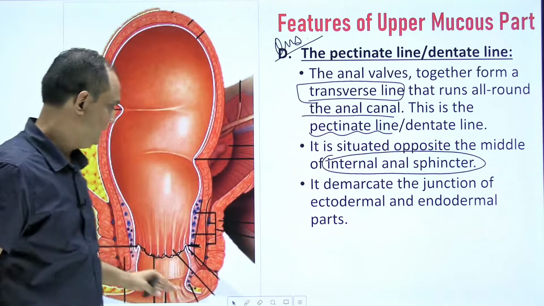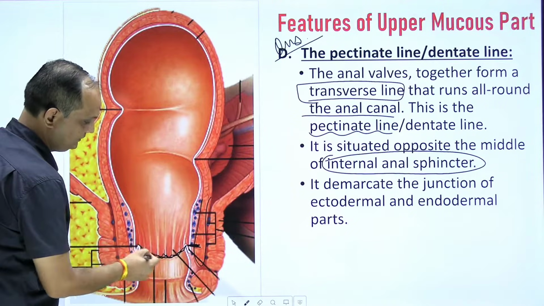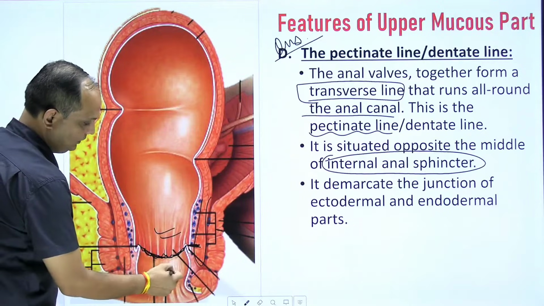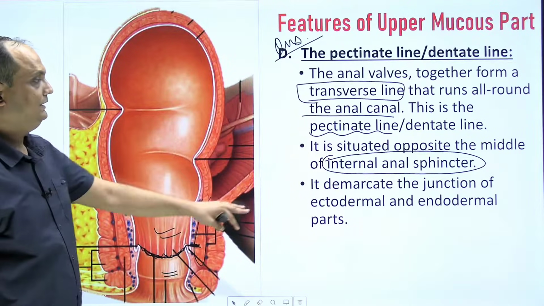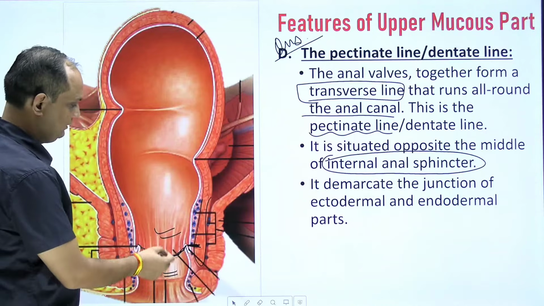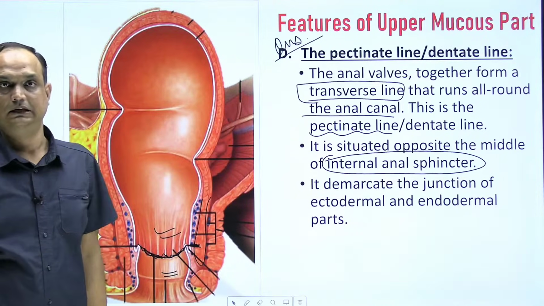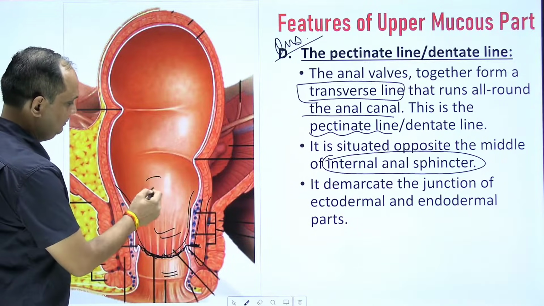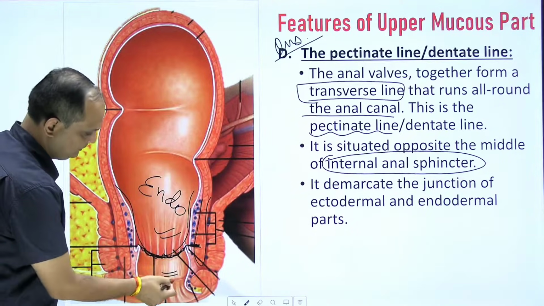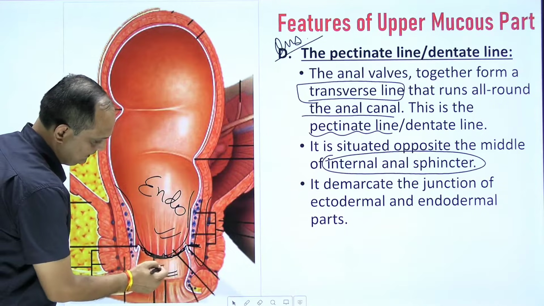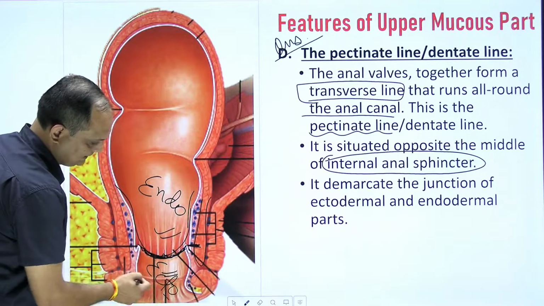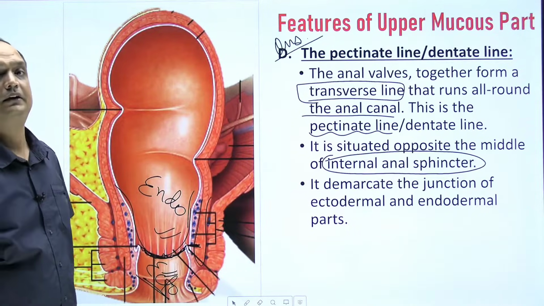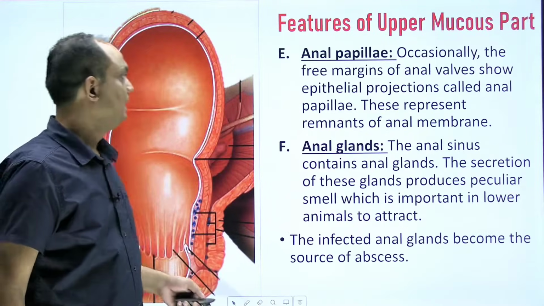So the position of this pectinate line defines the middle part of your internal anal sphincter, and I already told you that the pectinate line is the main line of demarcation between the upper part and the lower part of the anal canal. So it is a demarcation between the endodermal and ectodermal parts of the anal canal. What does it mean? This portion develops from the endoderm, and this portion below the pectinate line develops from the ectoderm, and this lower portion is further divided into the middle and lower parts.